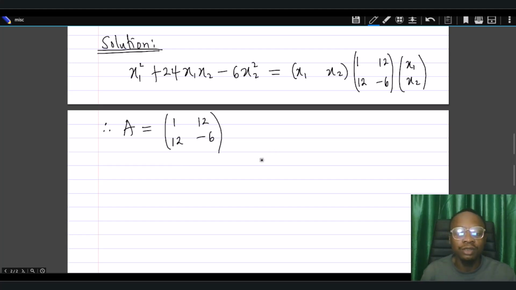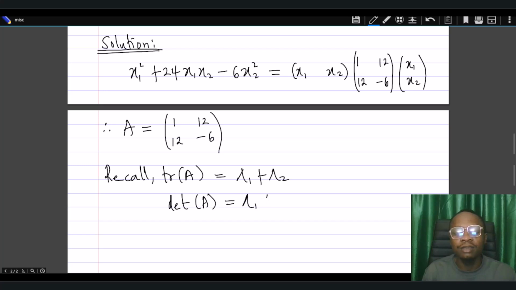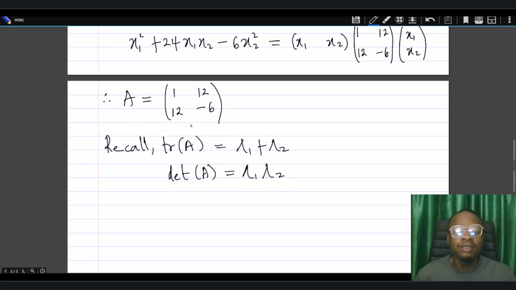So let us quickly observe that here. Recall that the trace of the matrix A will be equal to the sum of its eigenvalues. Let's say the eigenvalues are lambda 1, lambda 2, that we're trying to get. We also know that the determinant of the matrix A will be equal to the product of its eigenvalues, lambda 1 times lambda 2. The trace simply means the sum of the principal diagonal elements. So this is 1 and minus 6. When you add them up, that is minus 5.